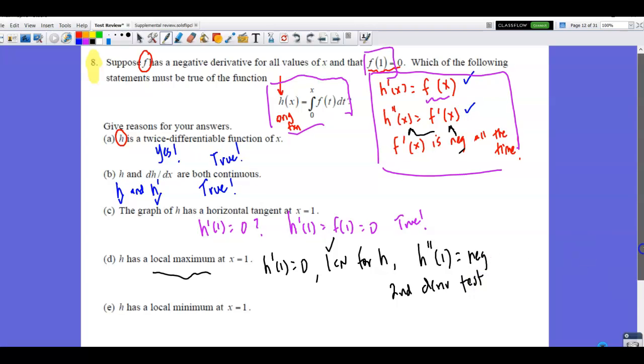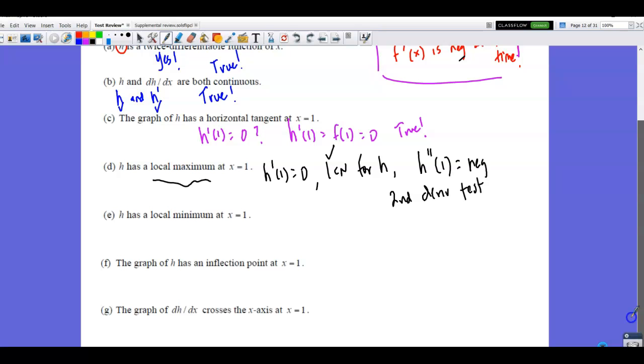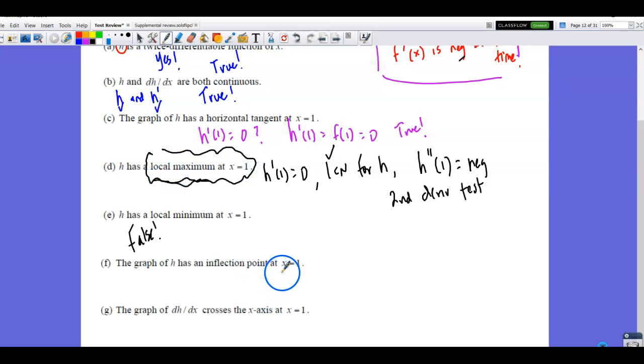If there is a local maximum at x equal to 1, then h cannot have a local minimum at x equal to 1. So that's easy. That's a false. Next: the graph of h has an inflection point at x equal to 1. Well, we already know that there is a local maximum on the original function at x equal to 1. If you're a local maximum, you're not going to be a point of inflection. Concavity does not change there. So that would be a false.